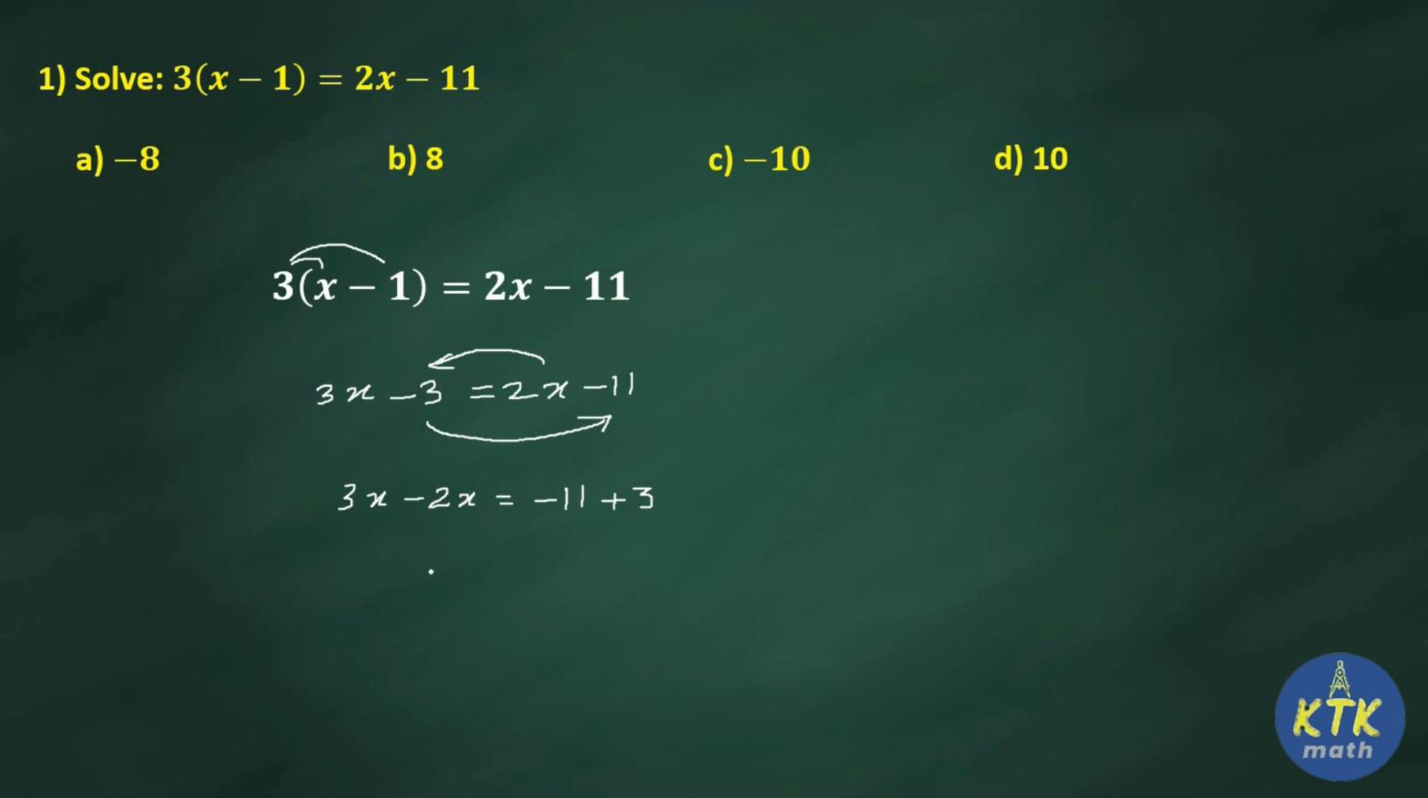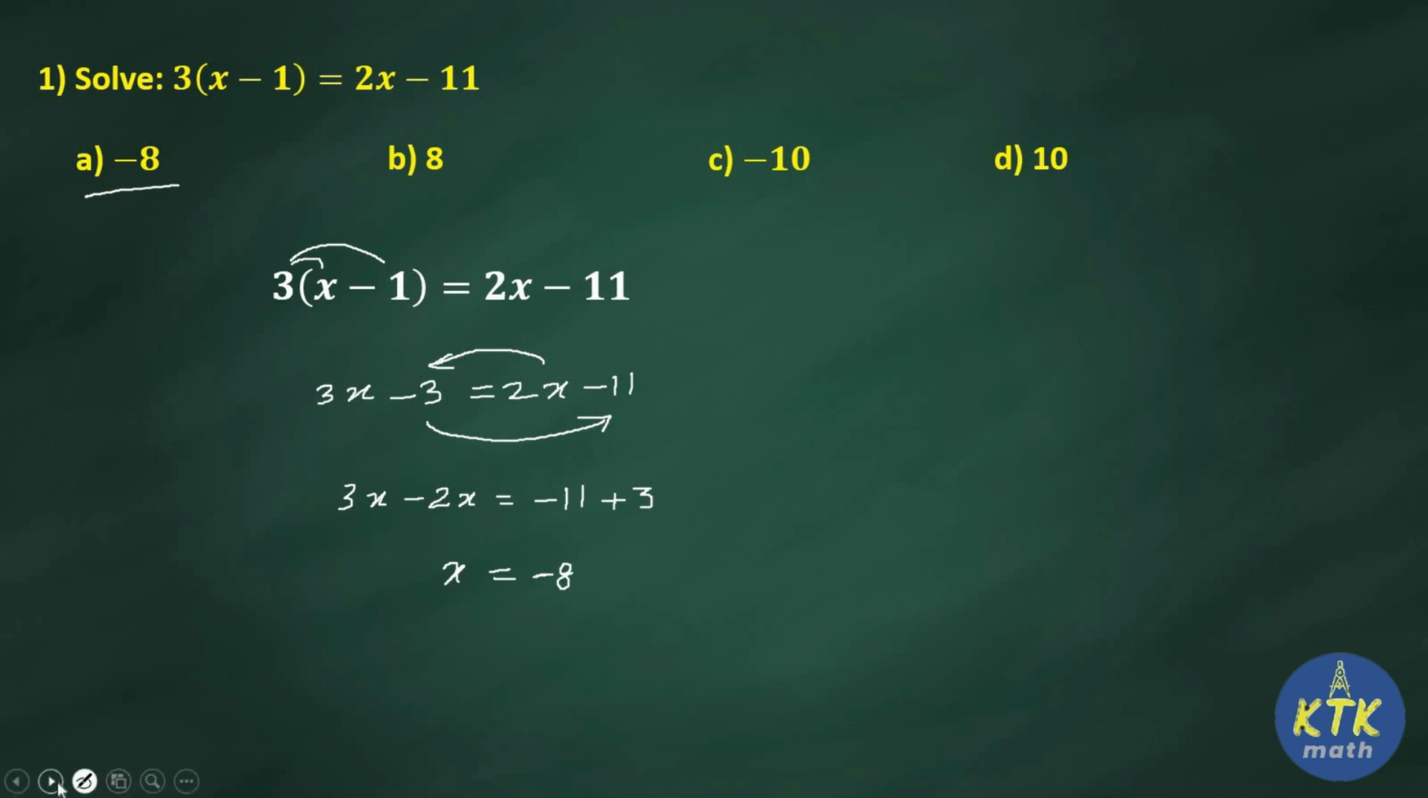So what is 3x minus 2x? It's nothing but 1x, or simply you can write x. What is minus 11 plus 3? In integers, when symbols are different, we need to subtract and write down the greater number's sign. So 11 minus 3 is 8. The greater number is negative, therefore your answer is negative. So be careful with solving integers there. So the first answer is option A, minus 8. So do the steps properly, then you will get the answer.